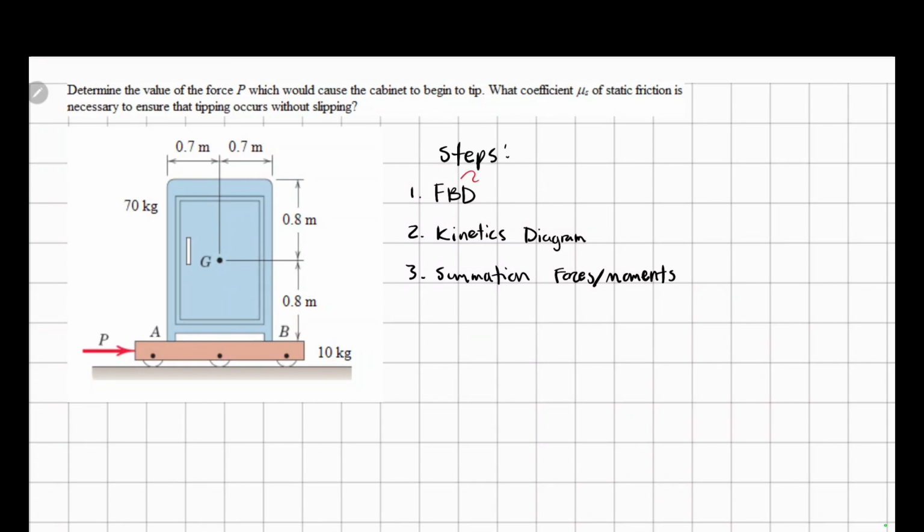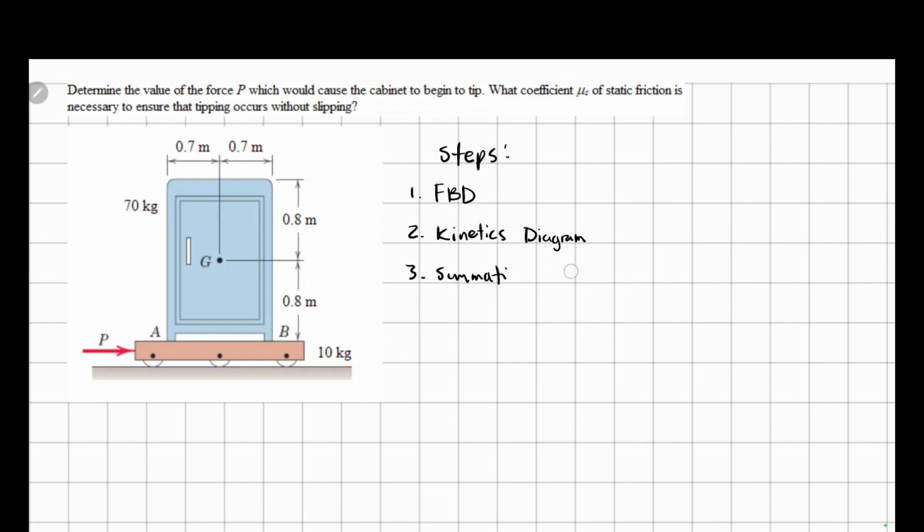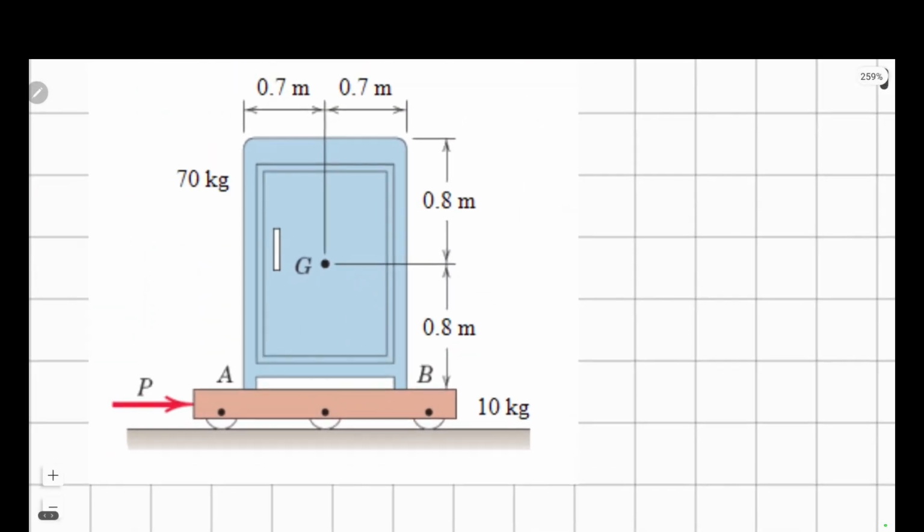First, we should do a free body diagram. Next, we will do a kinetics diagram, and last, we will do a summation of forces and moments. And with this, you would have enough information to solve the problem. And before we get started into these steps, let's just figure out what's going on here exactly.